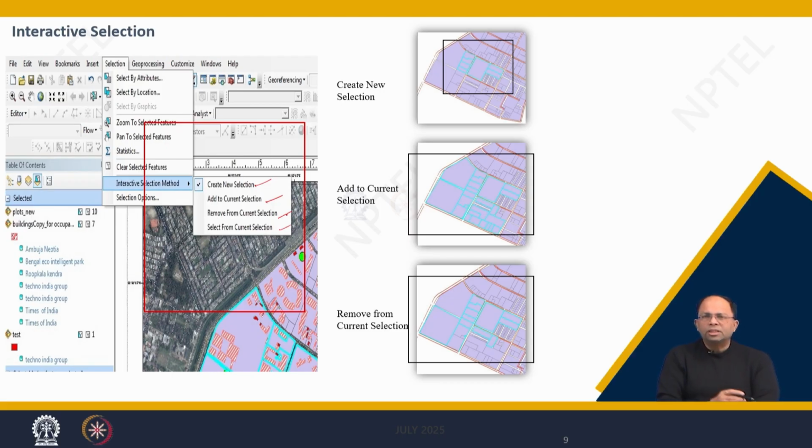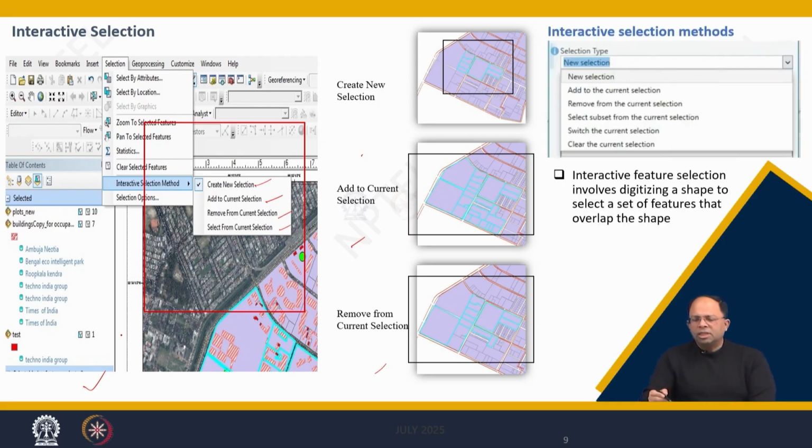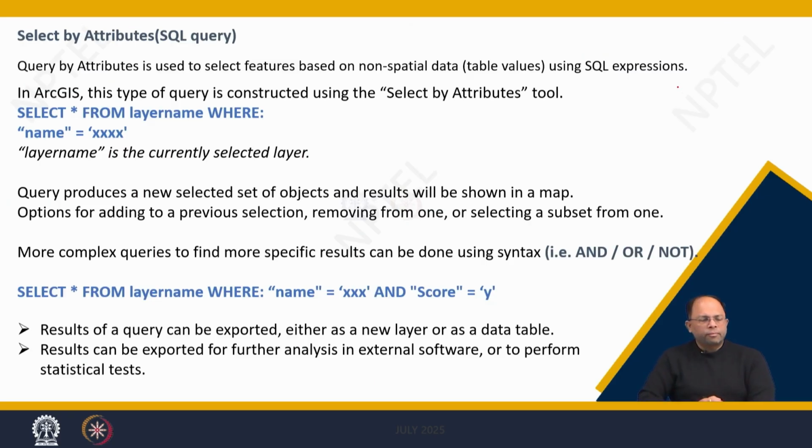So that means once you are selecting something, then when I click, I can say: is it for click adding to the current selection? So you can keep on adding, or you can reduce whatever you have selected. These options are also there, and this is actually coming from an older version of ArcGIS, right? In the current version, it will look something like this. When you are selecting, you have to choose whether it is a new selection, or adding to a current selection, and so on.